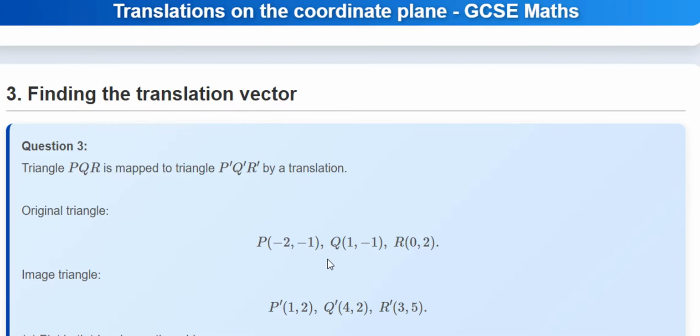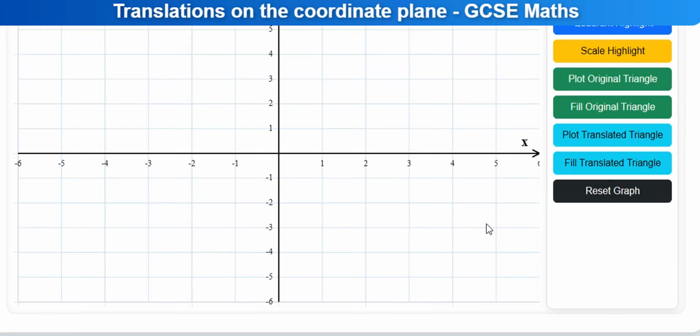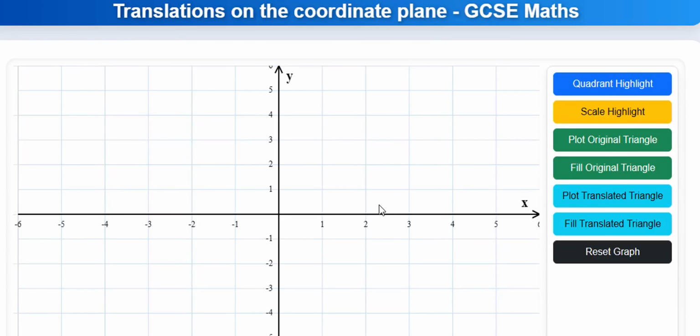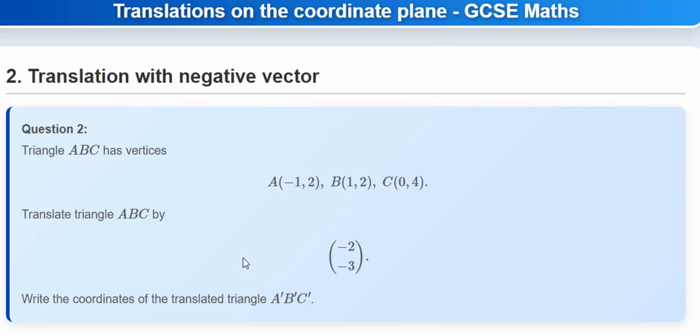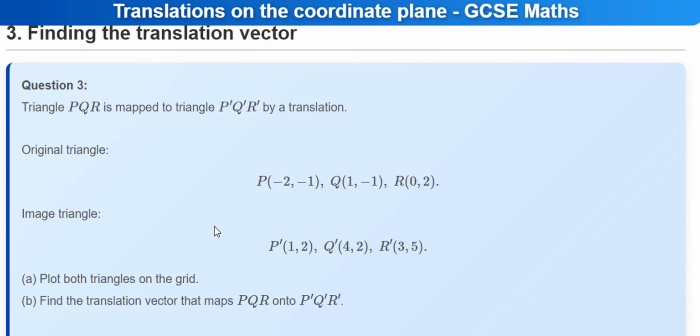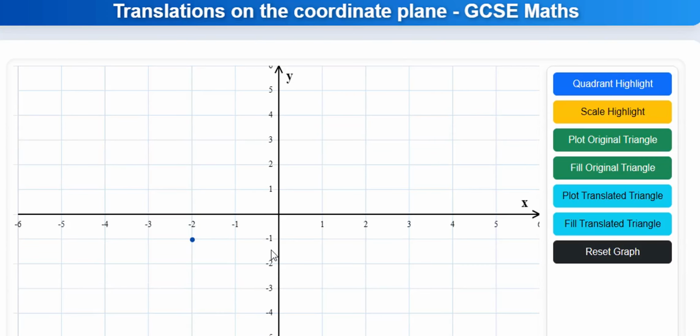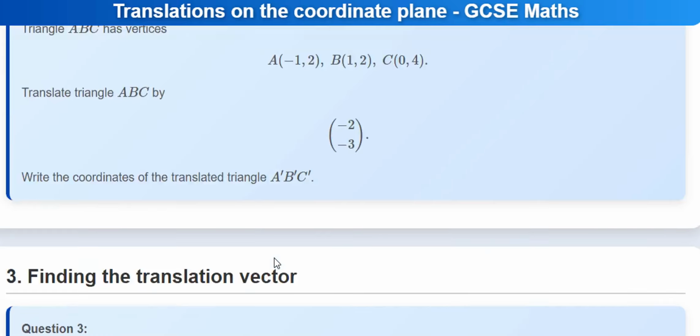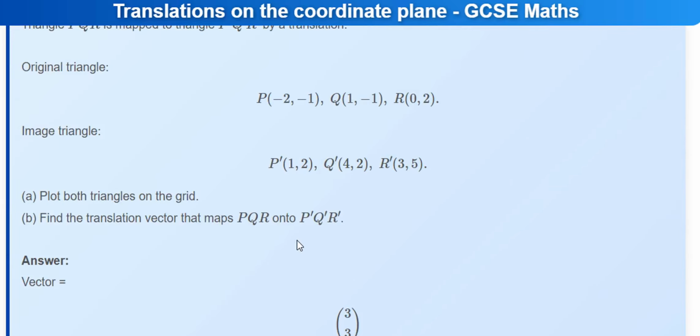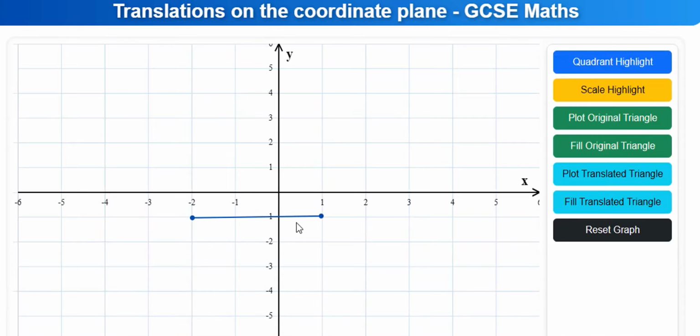For the original one, we have -2, -1. So we can come to our graph and plot that one. The first coordinate is -2, -1, somewhere there. Then the second one is 1, -1, somewhere there. And then the third one is 0, 2, somewhere there. And that is the original triangle. We can actually fill it like that.